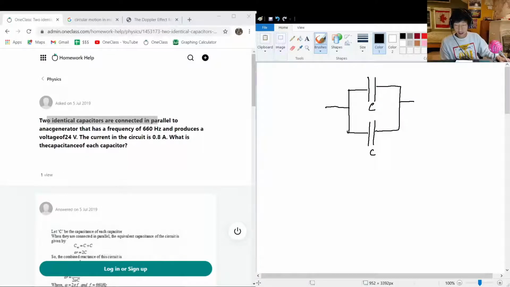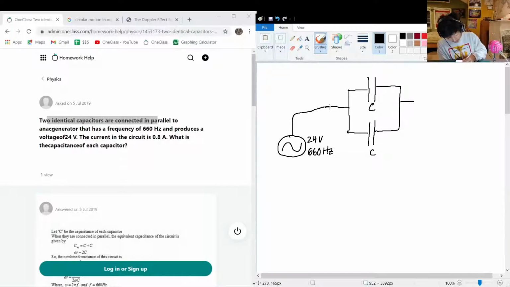And we have an AC voltage source. AC voltage sources, typically you draw them like this. And we know that this is going to be 24 volts. It's going to have an AC frequency of 660 Hertz. And the current going through this whole circuit is 0.8 amperes. So let's call this I is equal to 0.8 amps.